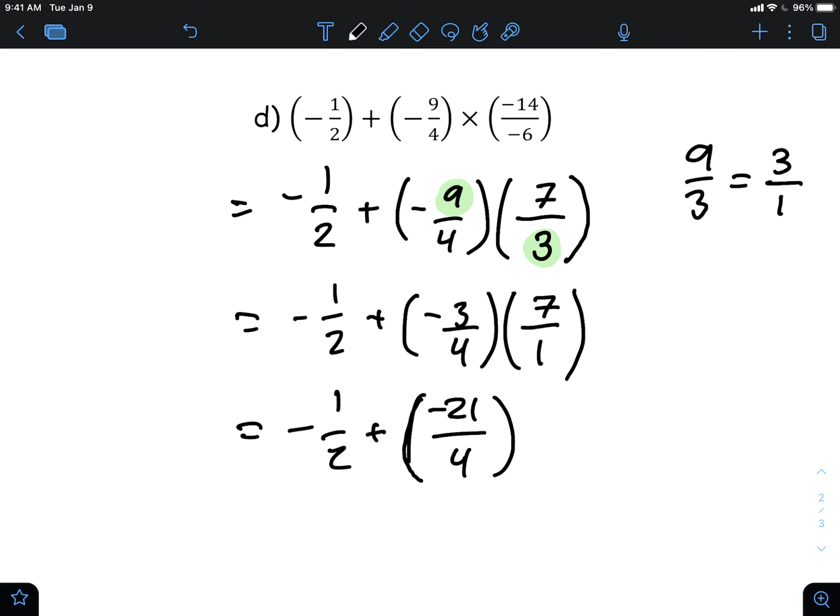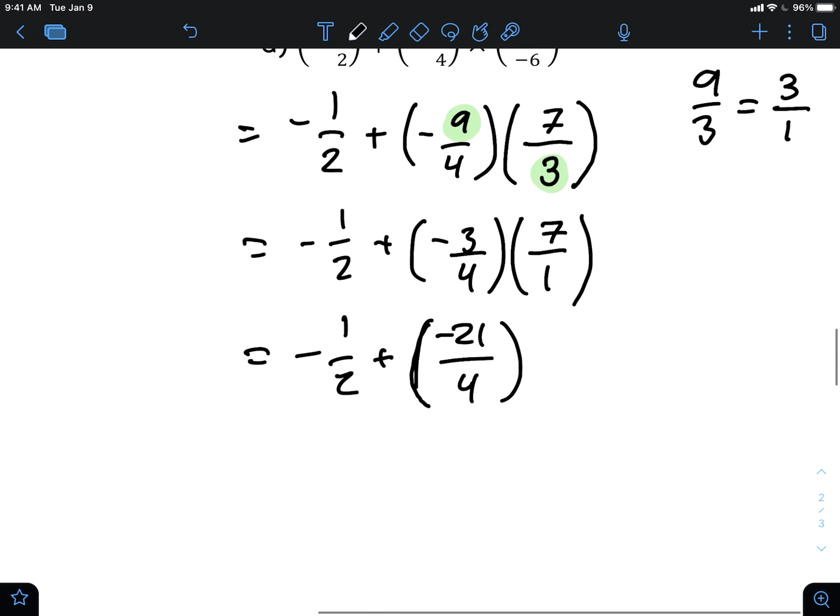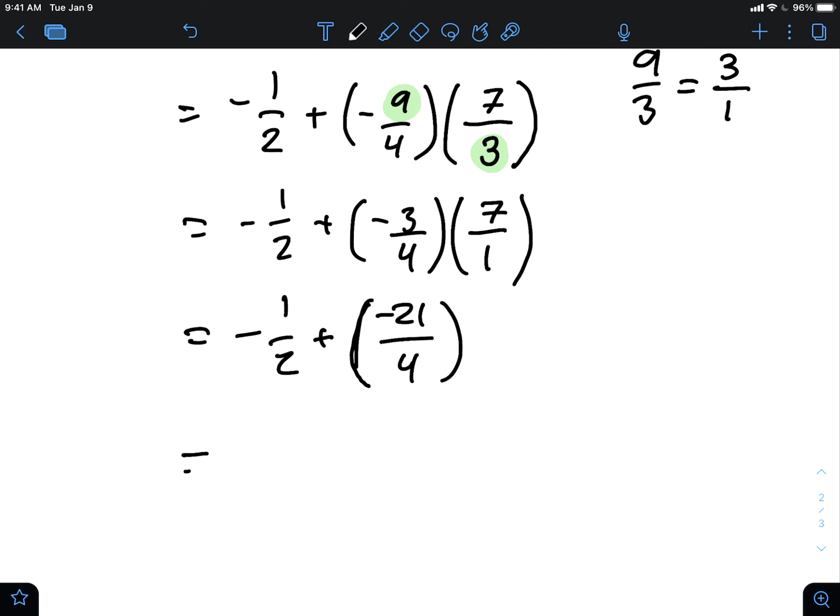Okay. Now all that we have left to do is this addition. You can also think of it as a subtraction because we're adding a negative. And so we just need to find our common denominator. With 2 and 4, that's pretty easy. It's just going to be 4 because 4 is a multiple of 2. So then we've got negative 2 over 4 minus 21 over 4. And in the end, we'll get negative 23 over 4 as our answer.